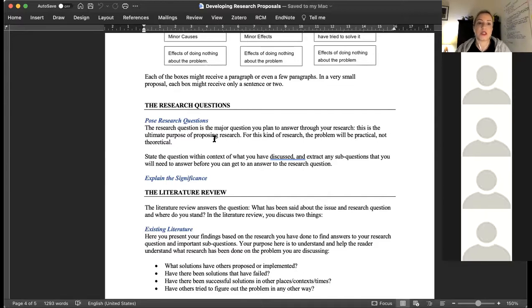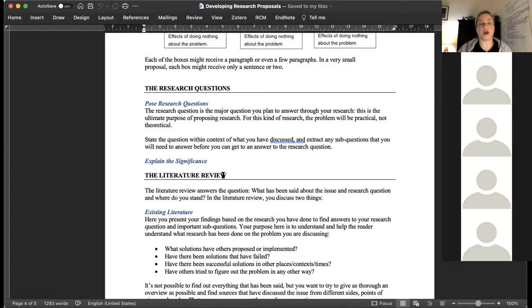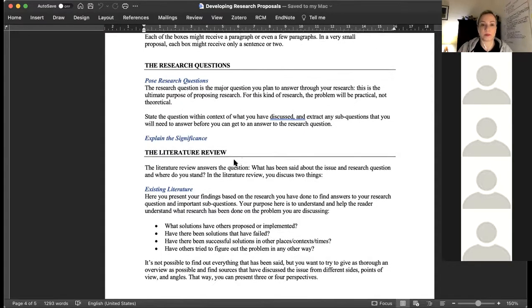State the question within the context of what you have discussed and extract any sub-questions that you will need to answer before you can get to the answer to the research question. We'll talk a little bit about this, or actually you will be able to see it later on in the samples as well as in the report sample.